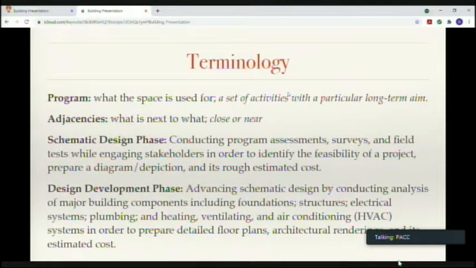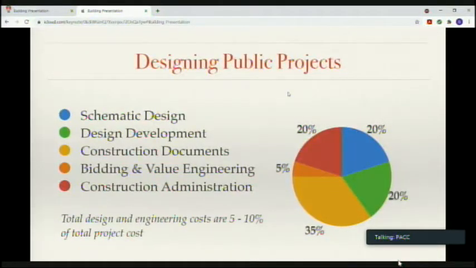So some terminology we've discussed today, and this is just to highlight a couple key points here: when we talk about program space, we're speaking to what the space is used for. When we speak about adjacencies, it's what's next to what. And then I help explain the schematic design phase and the design development phase. So the schematic design phase is when you're conducting those program assessments, surveys, and field tests while engaging stakeholders in order to identify the feasibility of a project, to prepare a diagram or depiction and its rough estimated cost. The design development phase advances that schematic design by conducting an analysis of major building components, including foundation structures, electrical systems, plumbing, HVAC, which are your heating, ventilation, air conditioning systems, in order to prepare detailed floor plans, architectural renderings, and its estimated cost.